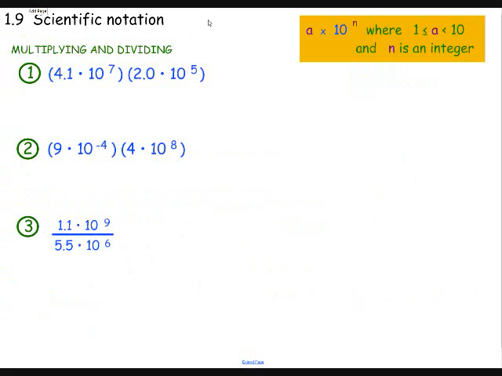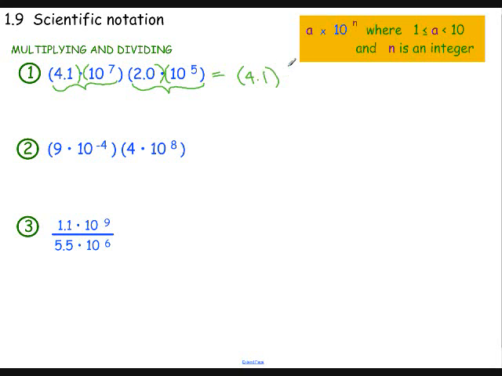Okay, multiplying and dividing using scientific notation. Now, this, I think, is pretty straightforward. The way I think it's really good to think about it is all of these are being multiplied times each other. So you can think of this as just 4 factors. Of course, we know that this is a number in scientific notation, as is this one. But let's take the integers and put them first.